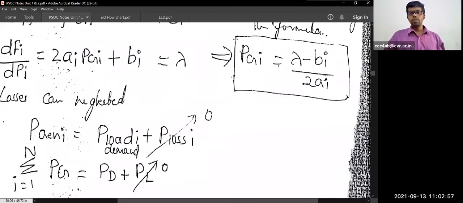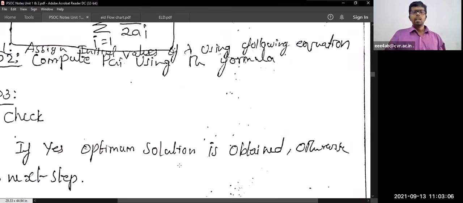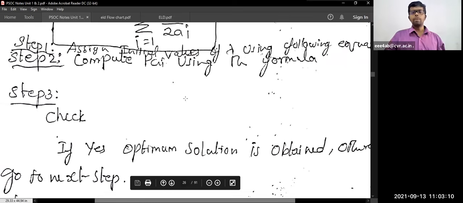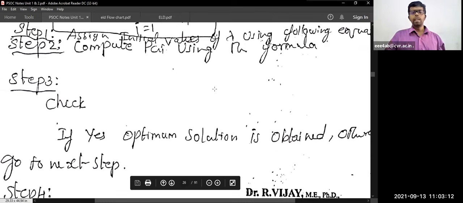If you forgot this also, just derive it in only one step. Derive and find out this. Okay, so step number 2 is to compute the PGI using this formula, that is PGI is equal to lambda minus bi divided by 2ai.